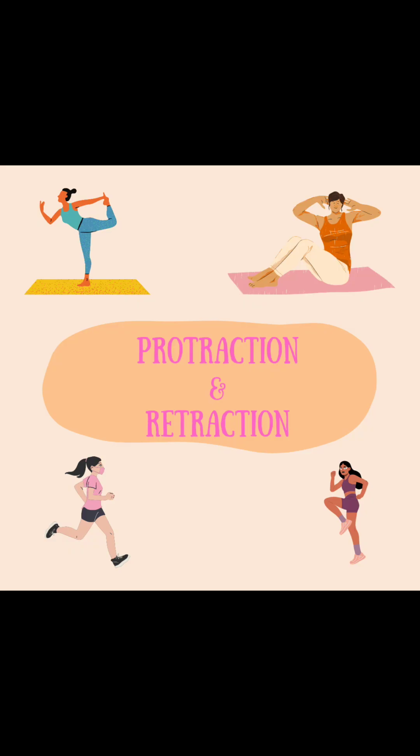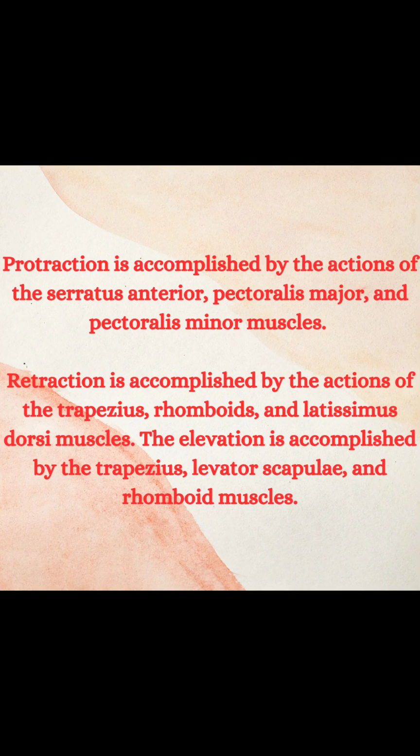So the fourth anatomical movement that I'm going to perform is the protraction and retraction movement. Protraction is accomplished by the action of the serratus anterior, pectoralis major, and pectoralis minor muscles, while retraction is accomplished by the action of the trapezius, rhomboids, and latissimus dorsi muscles. So this is the way that you will be performing the protraction and retraction movement.